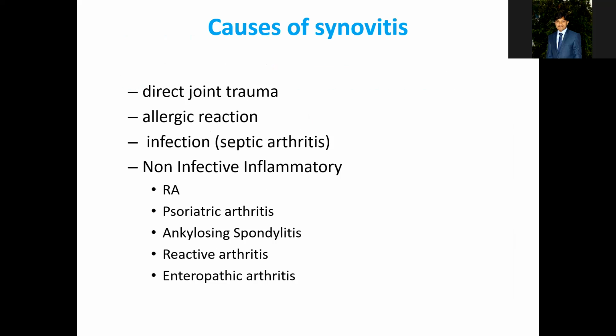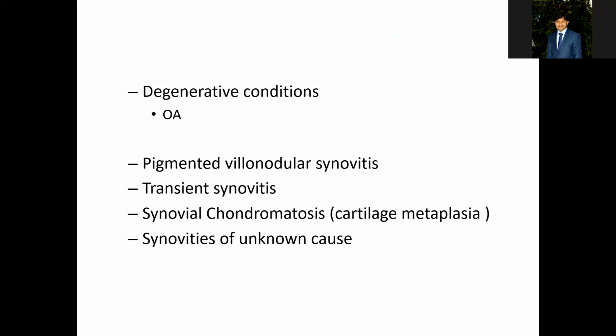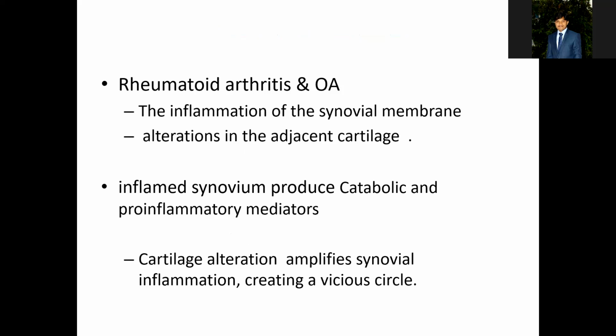Non-infective inflammatory causes are rheumatoid arthritis, psoriatic arthritis, ankylosing spondylitis, reactive arthritis, and enteropathic arthritis. Degenerative conditions: osteoarthritis presents initially with synovitis, as do pigmented villonodular synovitis, transient synovitis, synovial chondromatosis, and cartilage metaplasia, and sometimes synovitis has unknown causes. Synovitis is present in rheumatoid arthritis and osteoarthritis.